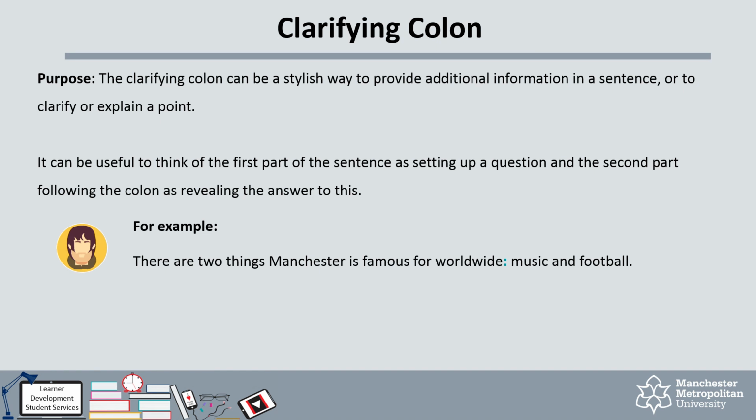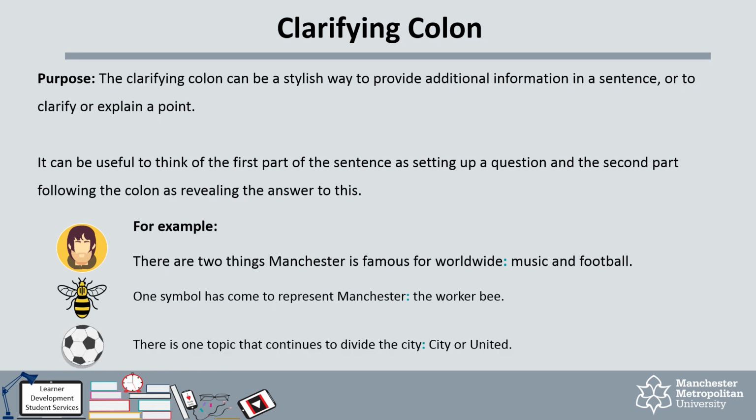Notice here how the first part before the colon sets up the information, and the part following the colon provides the detail. The same is clear in these other examples. One symbol has come to represent Manchester: the worker bee. There is one topic that continues to divide the city: City or United.